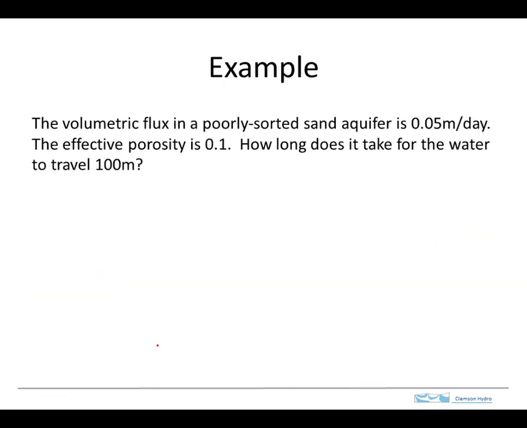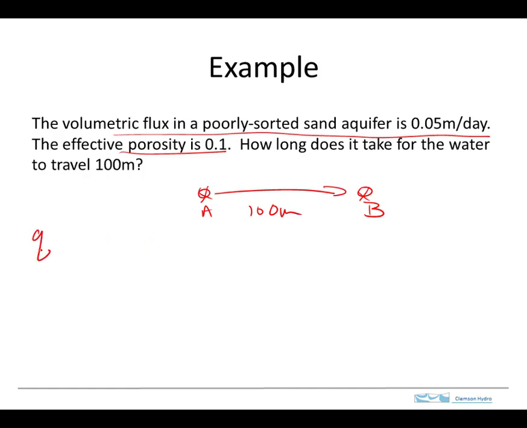Okay, so here's an example. The volumetric flux is given and effective porosity is this. How long does it take for the water to travel 100 meters? So we're going like this. There's one point A, another point B, 100 meters. The flux is equal to 0.05 meters per day.